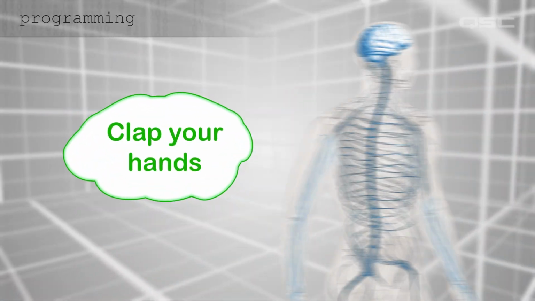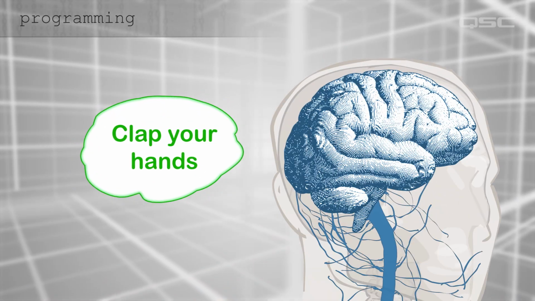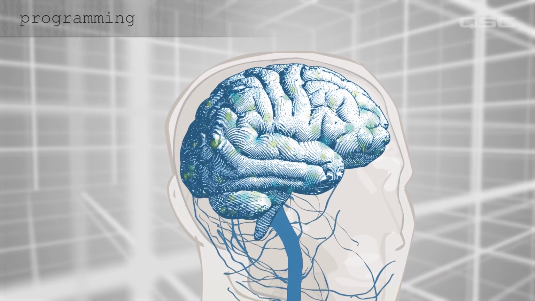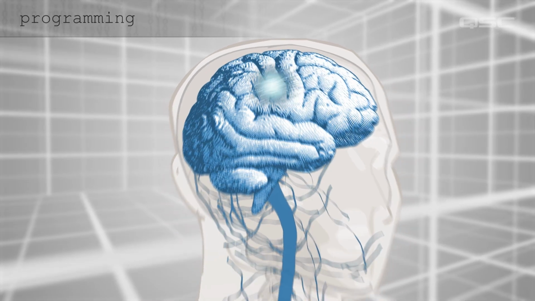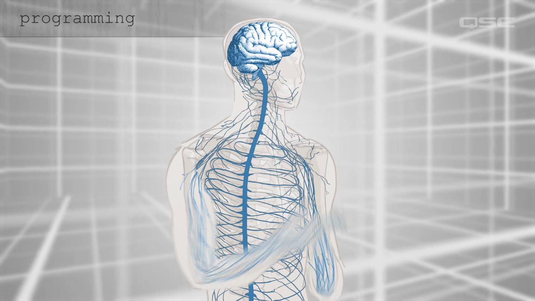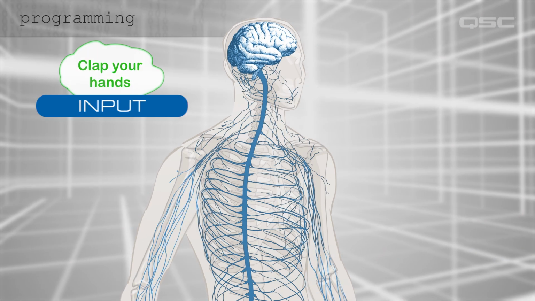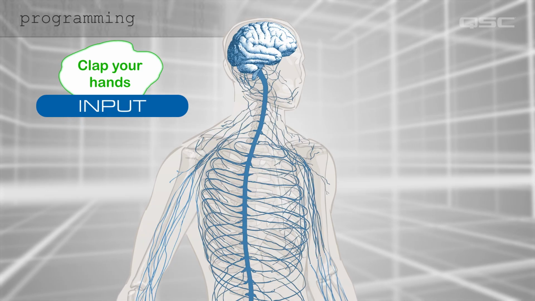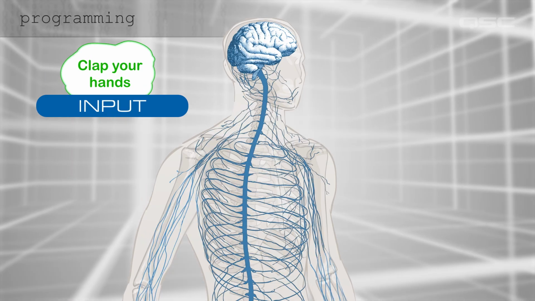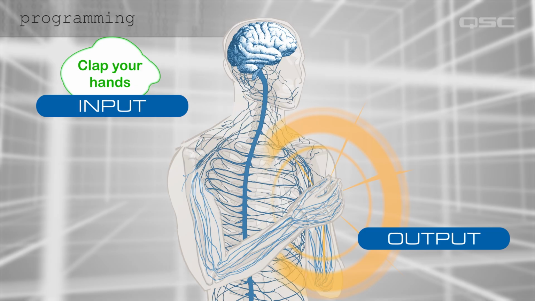Did you do it? Let's take a look at what just happened. I delivered a request to your brain. Clap your hands. Your brain made a series of split-second decisions, and the end result was that you either clapped your hands or you didn't. My command was the input, something that has entered the system which requires a reaction. The output is a command to your hands.